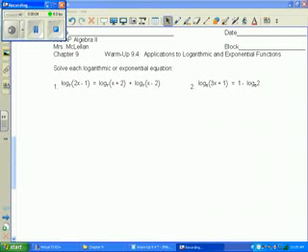Go ahead and do WarmUp 9.4, and you may be finishing this back page, but I'm going to go up here and start here on the front. Okay.